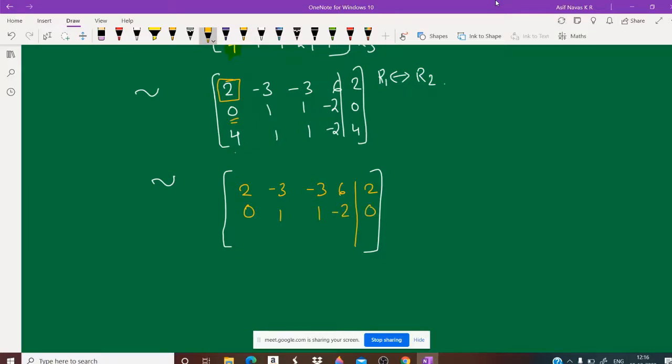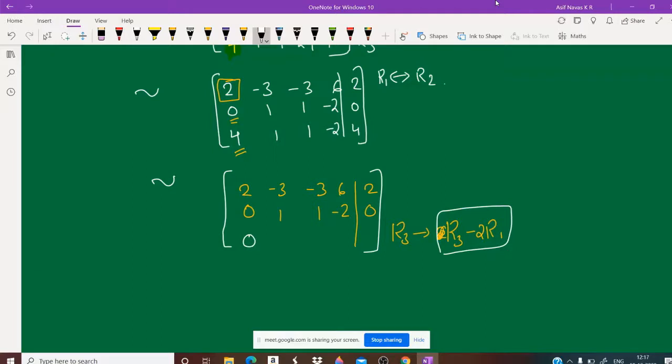Now we want to make this element 0. So what is the row operation? Tell me what is the row operation? R3 minus 2R1. So this will become 0.